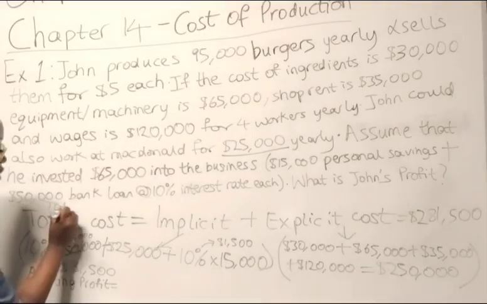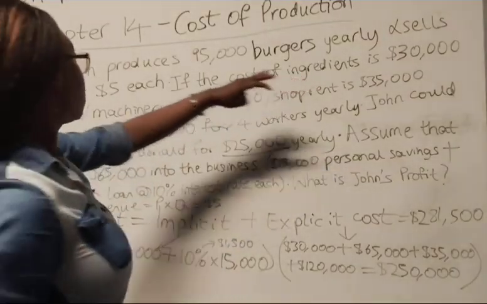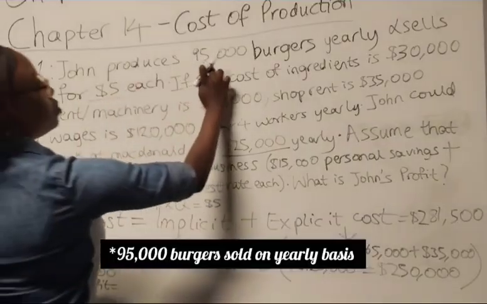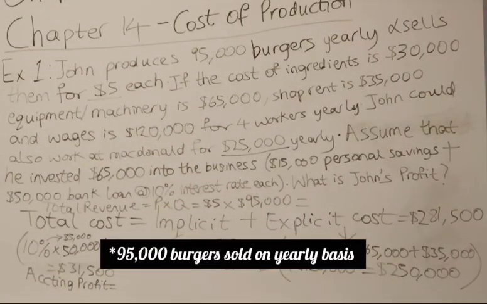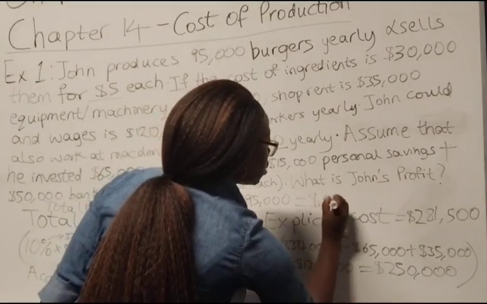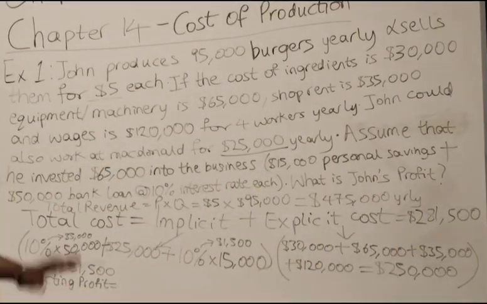Total revenue is simply price times quantity. And we know that the price of each burger is $5, and the quantity sold on a yearly basis is 95,000. So by the time you multiply that, you're going to get $475,000 on a yearly basis, okay? So remember, all our calculation is on a yearly basis. Now let's move on to calculating the profits.